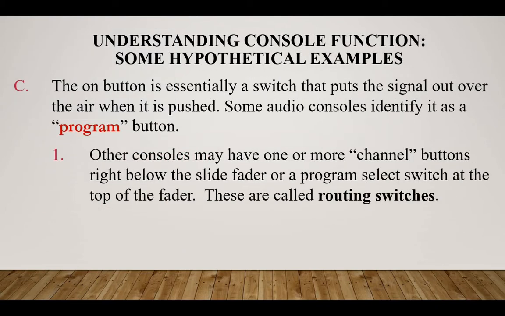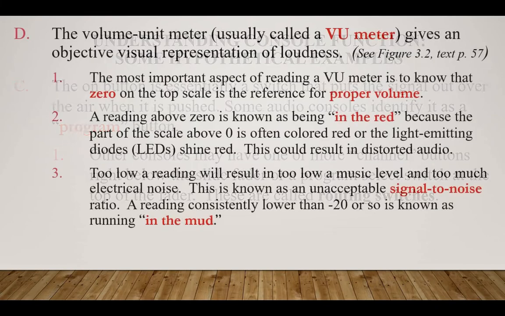The on button is essentially a switch that puts the signal out over the air when it's pushed. Some audio consoles identify this as a program button. Other consoles may have one or more channel buttons right below the slide fader or a program select switch at the top of the fader, and these are called routing switches. So in addition to the program button, we mentioned that you could have audio going to all sorts of different places. We'll get into that later, but you can put audio out to more than just the output of what you're sending over the air.